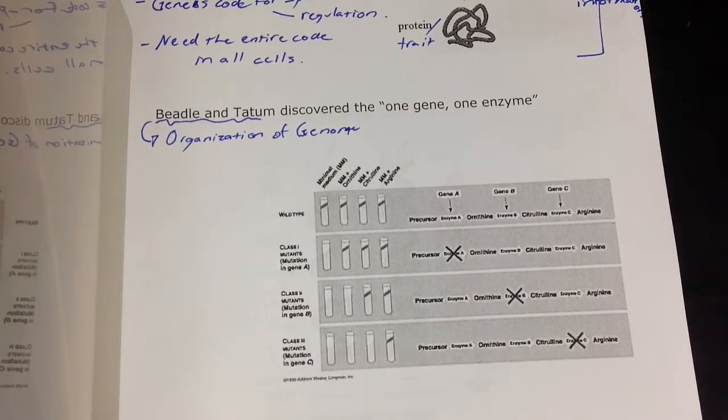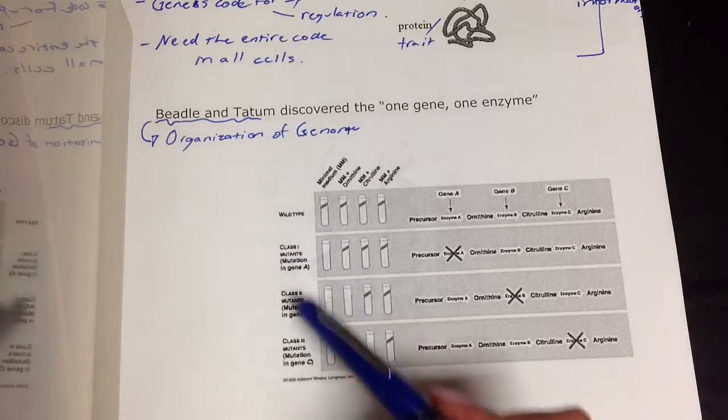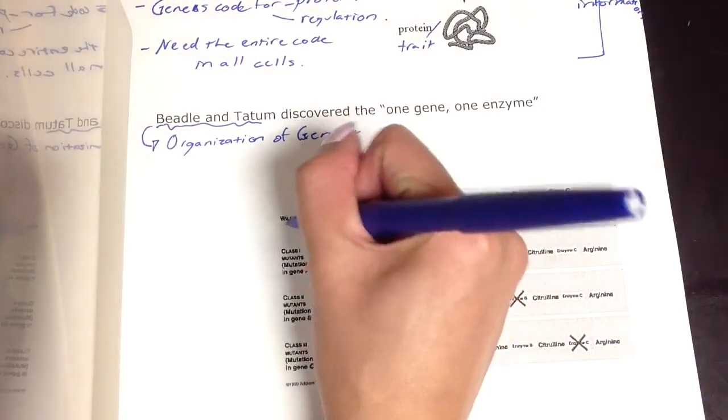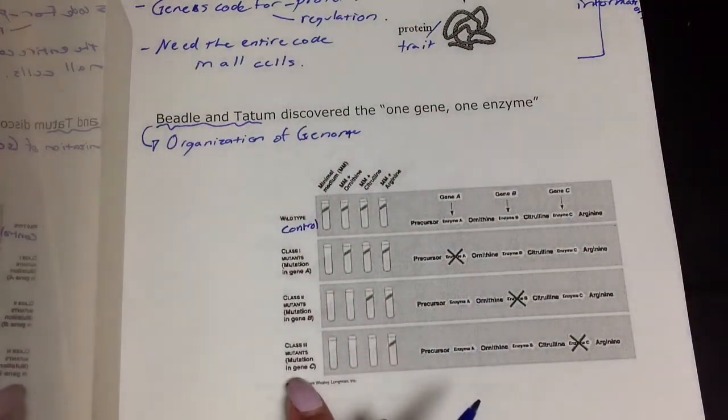When you're looking at this image right here, this actually has to do with their experiment. Basically what you're seeing is different groups. Your control group, which is your wild type. This is what was natural or nature. And then you have 3 mutants, which are your experimental groups.